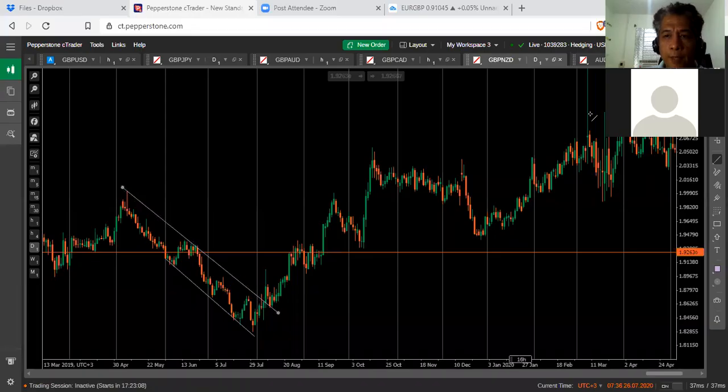As you can see here, this trend line was broken. So this time, we can see that the market bias was changing. Okay, all right. But probably I'm not yet sharing my screen, so I need to share my screen first. Okay. So the market bias here is a downtrend.